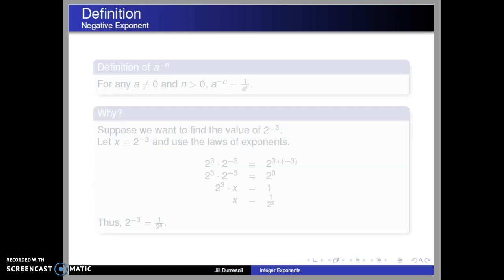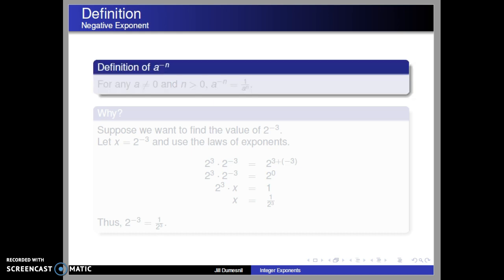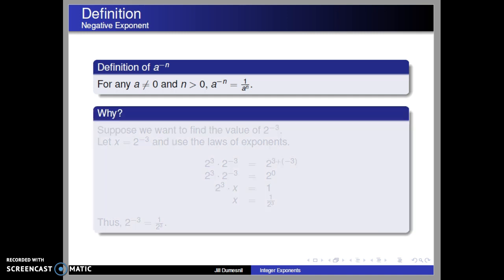Now let's move to the definition of negative integer exponents. For non-zero a and for positive n, a raised to the power of negative n is defined to be the reciprocal of a to the n power. Why is this the correct definition? Could we have defined negative exponents differently?